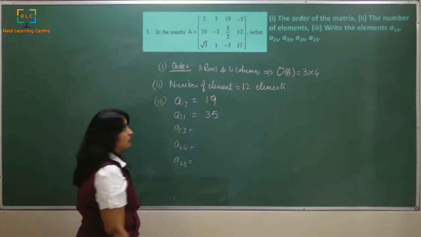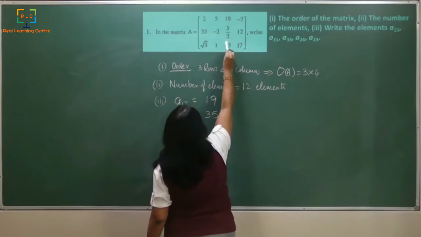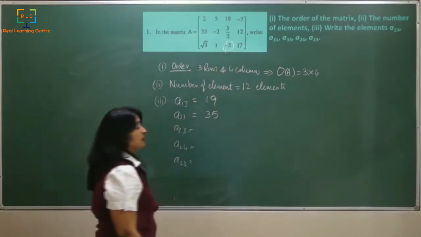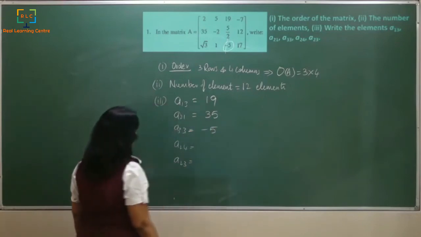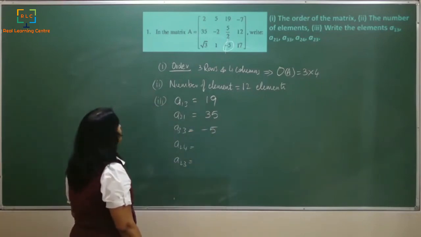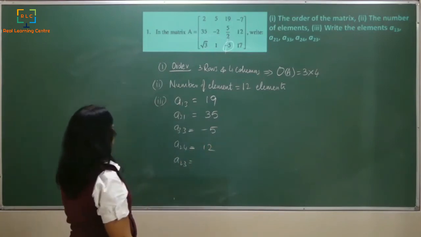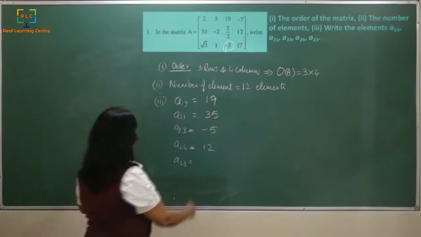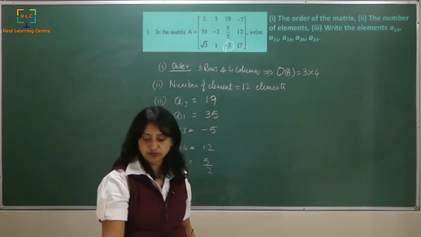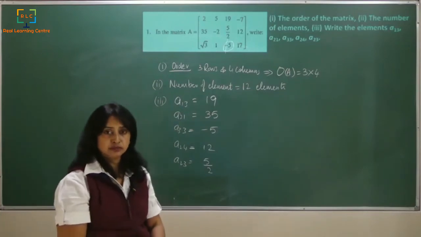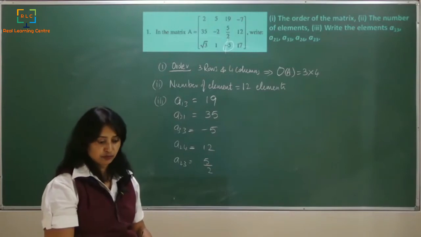A33 is the third row, third column. This is the third row and this is the third column. The intersection point is -5. And the next, A24, second row and fourth column, is 12. What is A23? Second row, third column, that is 5 by 2. Okay, I am sure that now you have understood the meaning of the name of the place that we write for the elements. We go to the next question.